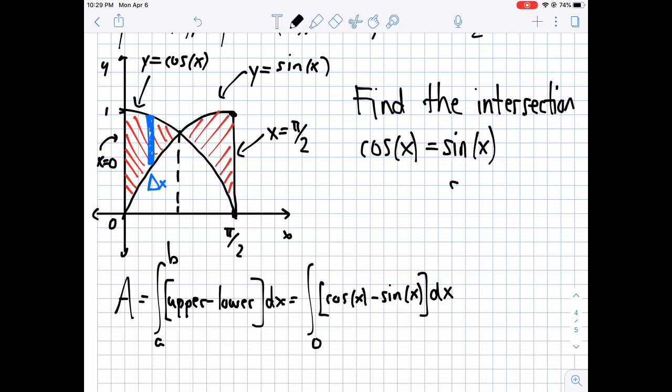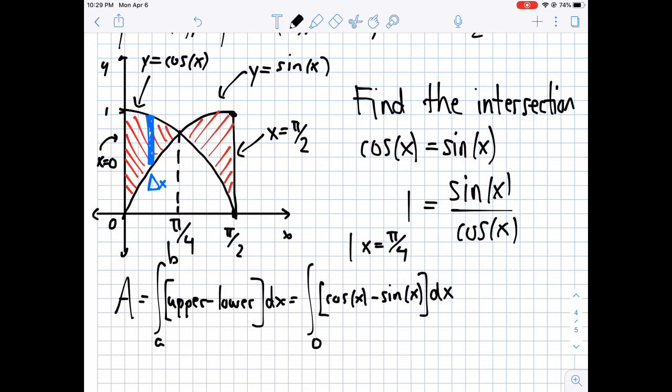Here we can say sine x divided by cos x must be equal to 1, and so really we're saying tan x must be 1, and that's going to end up giving us x equal to pi over 4. So that intersection point right here is pi over 4. That's the intersection from 0 to pi over 2 at least. So that's going to determine the upper limit of integration on our first integral.